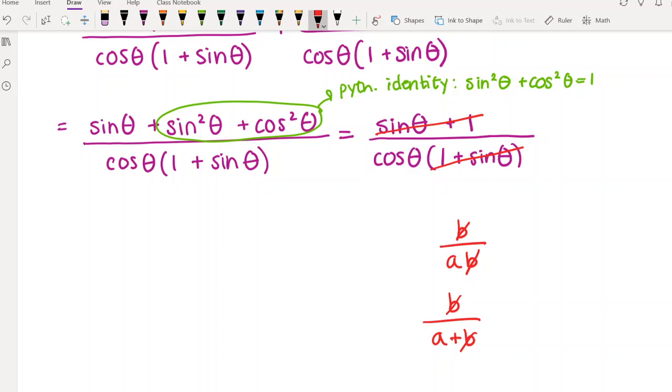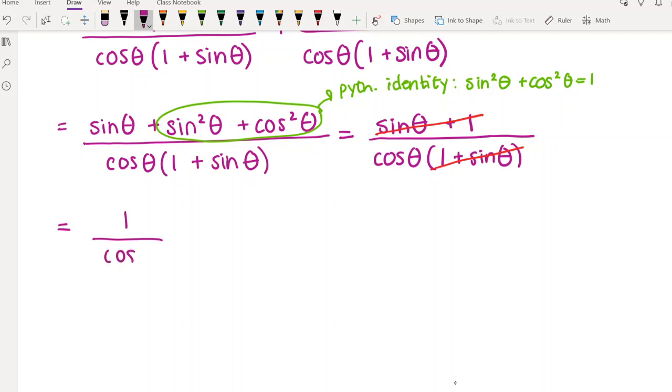Canceling is basically relying on the fact that multiplication and division are opposites of each other. And here you have division and then you have addition, and they don't cancel each other out the same way that here you have multiplication and division, and those two things cancel each other out. So just be careful. And I'll try to point out some places where I think you could easily go wrong if they come up in this video. So you're left with 1 over cosine of theta, which is secant of theta.